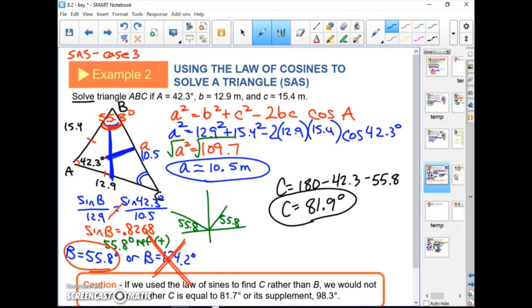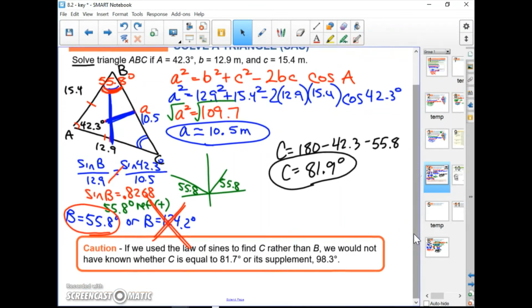So solve the triangle. We needed to find the missing parts. There they are. Now down at the bottom it says caution. If we had chosen to find angle C instead of angle B, we would have a big problem because angle C was the biggest angle in the triangle, and so angle C could have been that 124. We wouldn't have known whether to use the 55.8 or the 124.2. And so that's why it's so important for us to pick the smallest remaining angle when we're doing our law of sines in this one.